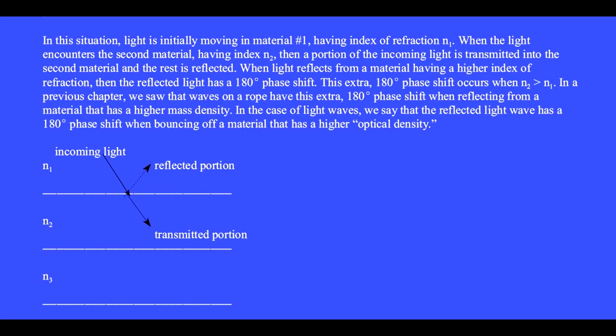When light reflects from a material having a higher index of refraction, then the reflected light has a 180-degree phase shift. This extra 180-degree phase shift occurs when n2 is greater than n1. In a previous chapter, we saw that waves on a rope have this extra 180-degree phase shift when reflecting from a material that has a higher mass density. In the case of light waves, we say that the reflected wave has an extra 180-degree phase shift when bouncing off a material that has a higher optical density, which means bouncing off a higher n.